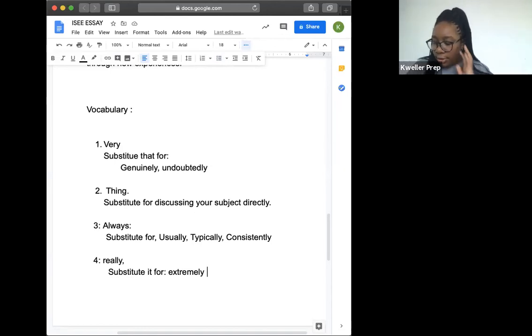Or better yet, if you're using it to say that you are extremely something, you would use extremely as a substitute. But if you're using really as in something actually looks that way, or something is actually the way that it is, then you could honestly be better just to say undoubtedly, actually, or truly.